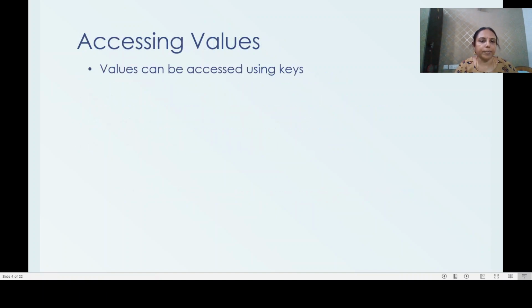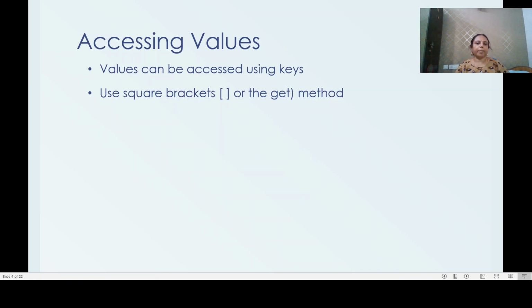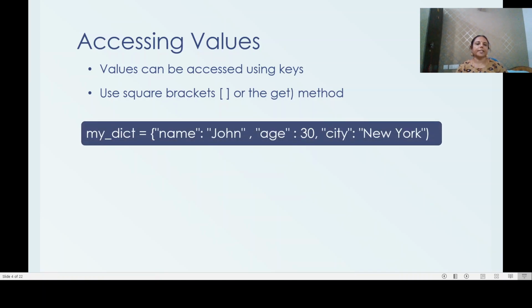Accessing the values. Values can be accessed using the keys. Here there is no ordering, so you cannot use indexing. We can access only using the keys. You have to use the square bracket, or you can use the get method to get the values. So let us see an example.